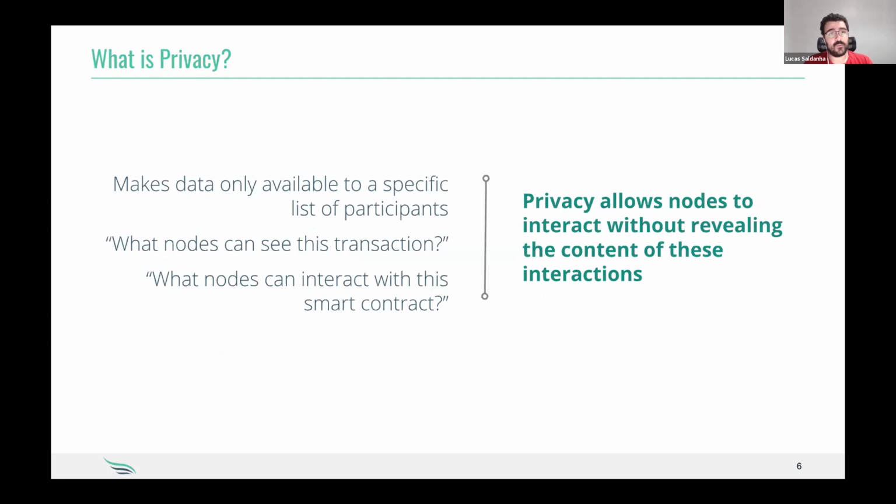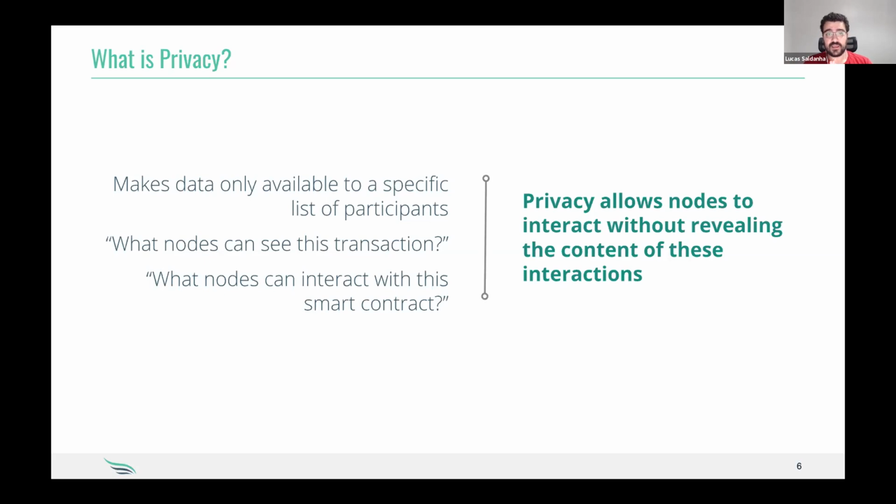Okay, what is privacy? Privacy is all about the ability of sending private transactions. So it provides a way for a node to decide to send a transaction to a specific subset of the nodes in the network. If you're familiar with Ethereum, you know that all transactions in Ethereum are public and anyone can see the content of those transactions.